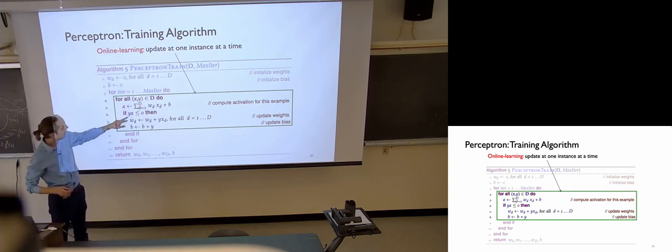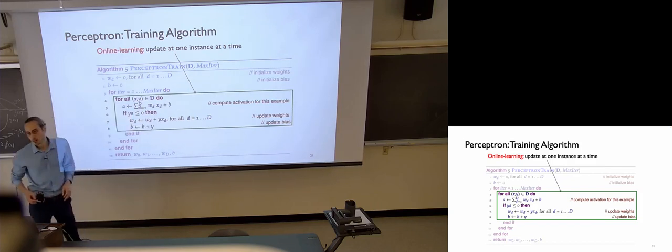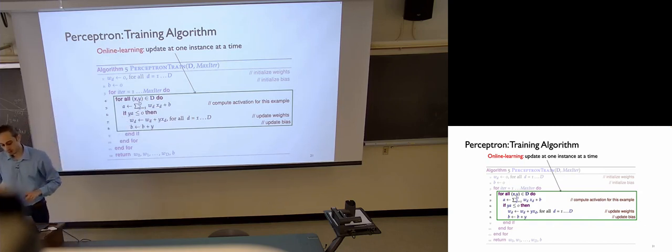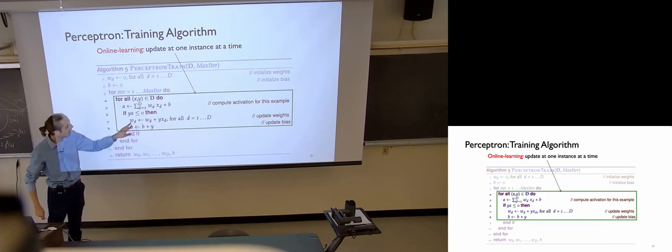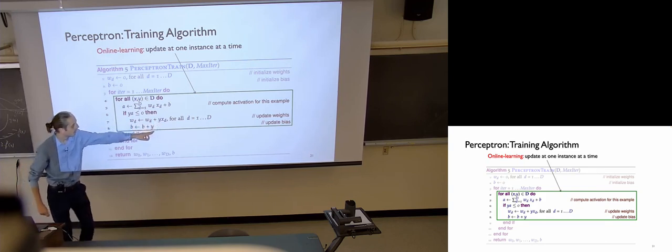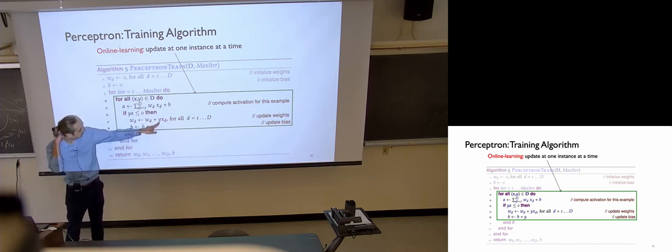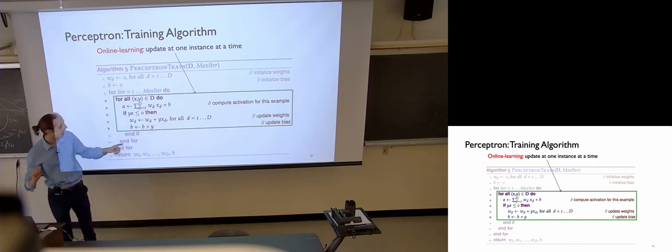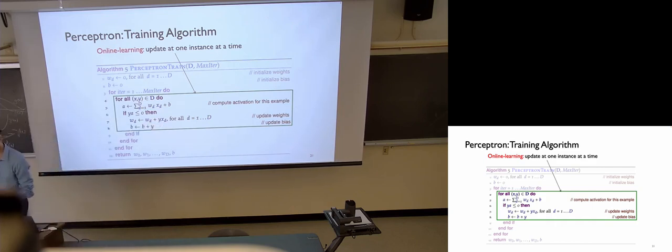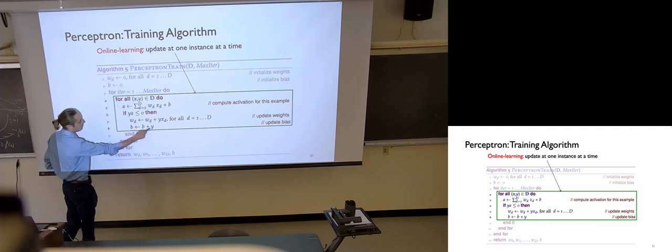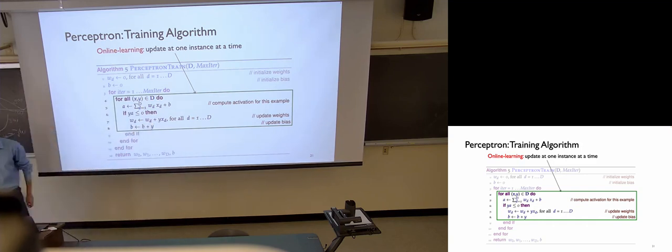We get an activation. If the sign of the activation is different from the sign of the true label, then we do an update, because that means we made an error. The update is that we take our weights and, for each dimension, we add xd times y. Here y is the label of that particular data point, and xd is the coordinate. We also add to the bias the sign of that particular data point.